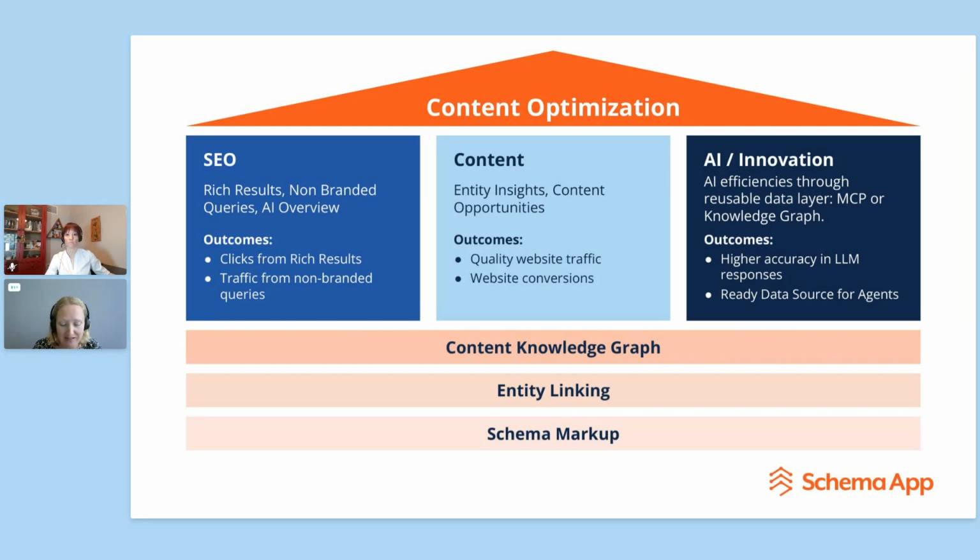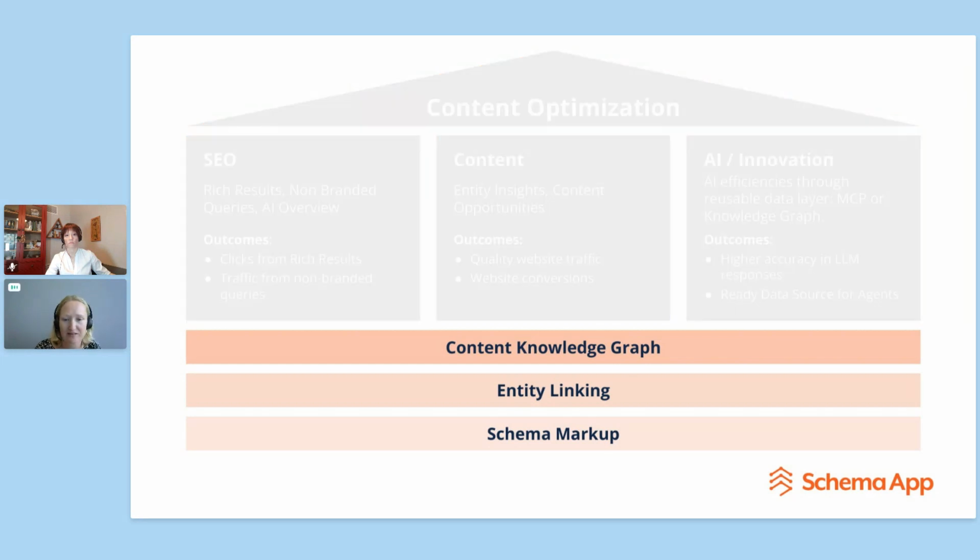And I'm super excited. The next thing you'll hear from us is about how Schema App will be building an MCP server for our Schema App customers. More on that in a later conversation. So this is again the value that we're looking to deliver so that your content is optimized to get the most visibility. But it all starts with this foundation, elevating your schema markup with entity linking so that you truly have a content knowledge graph.